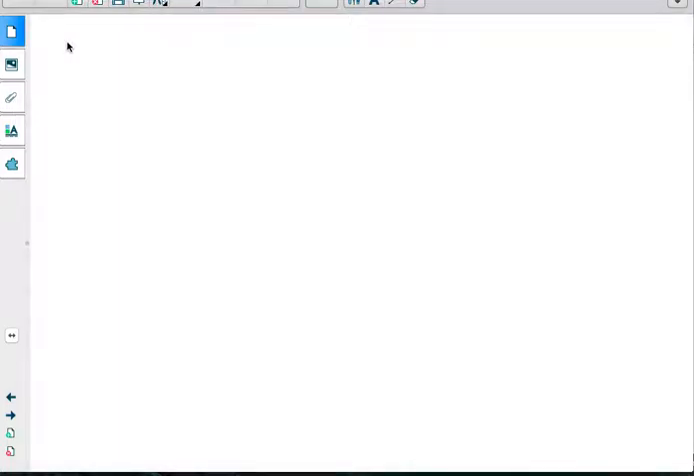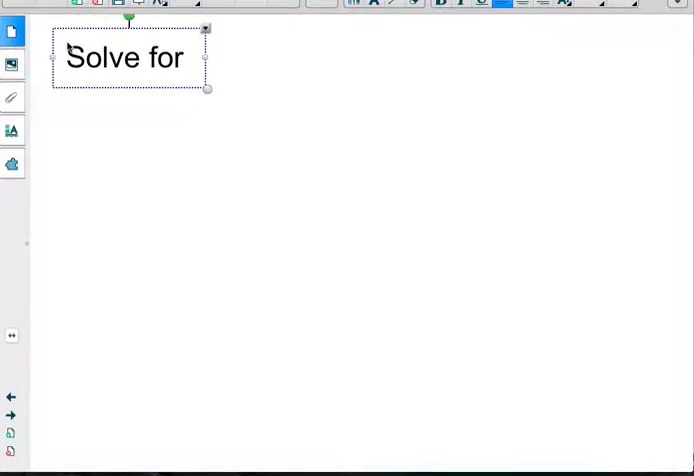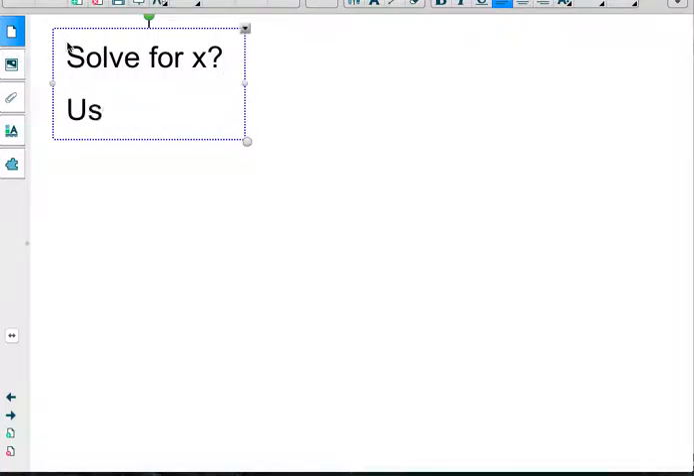The problem that I'm going to solve right now is another example of a log equation, and we're going to find x. I already gave you a hint that we're going to use the power rule in this problem. So what was the power rule?